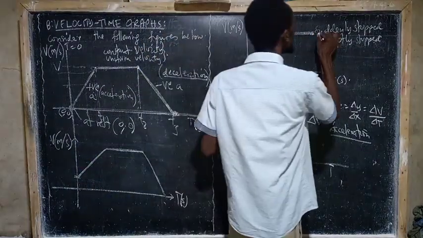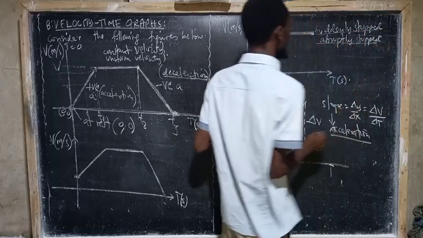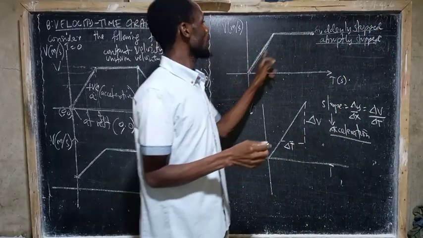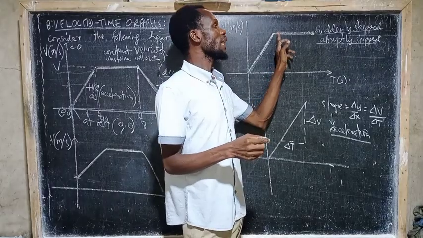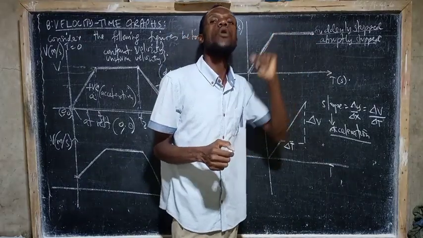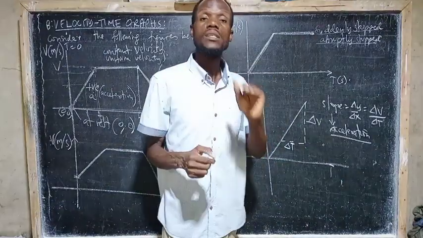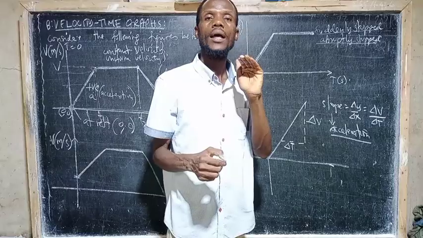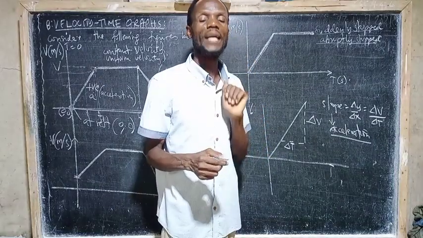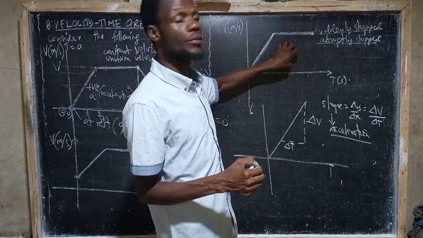Because this is a sudden stop, an abrupt stop. It was moving, then it kept constant velocity, then it stopped suddenly. There was no time for it to stop or to decelerate. It stopped just immediately. Maana yake imesimama ghafla. Kwa graph yake itaonekana hivi.